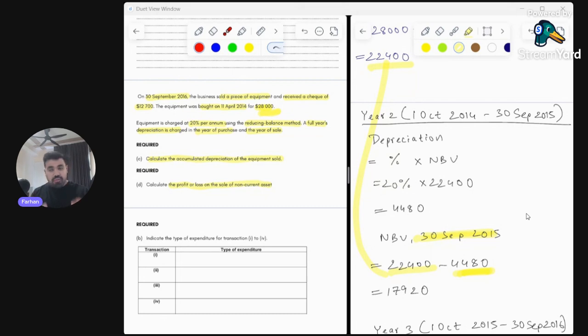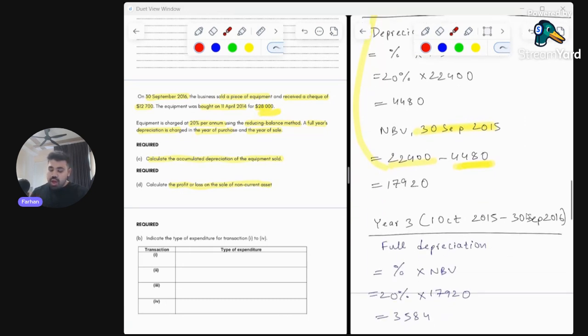Okay, that gives us a net book value at 30 September 2015 to be $17,920. Okay, next we move to year three, which is the last financial year for this question. Year three would start on 1 October 2015 and end on 30 September 2016.